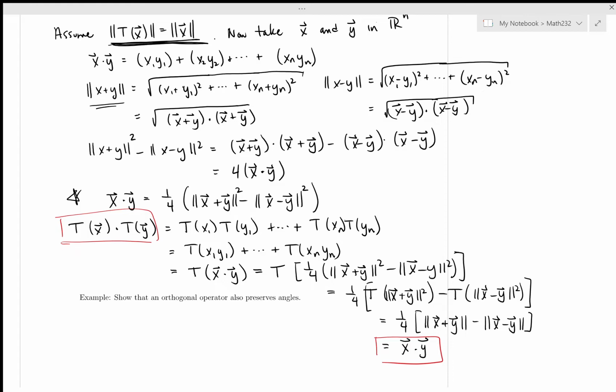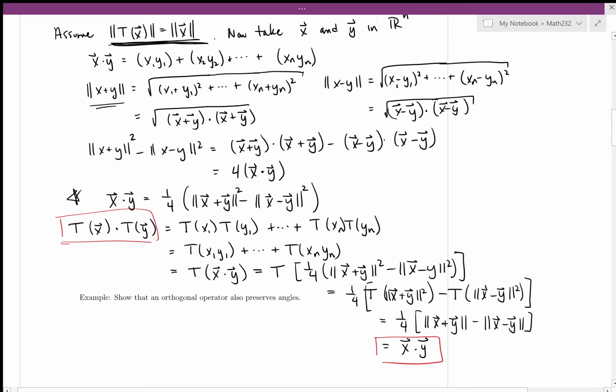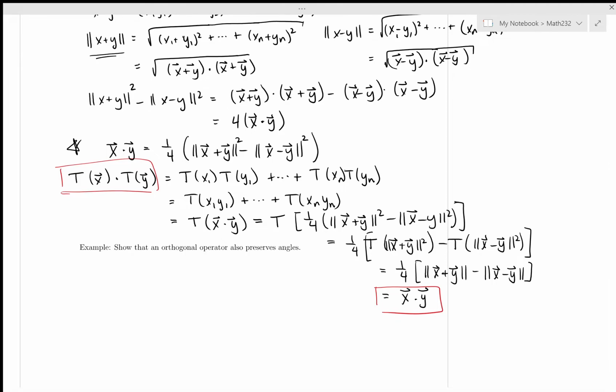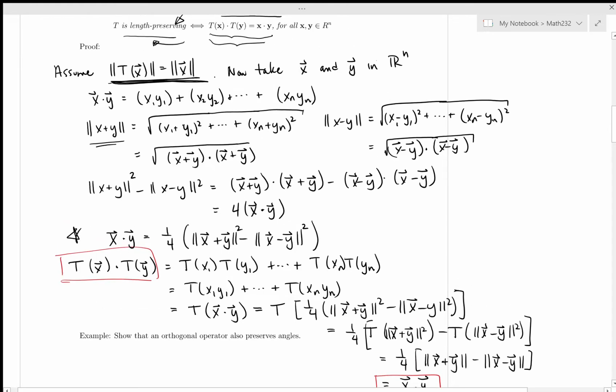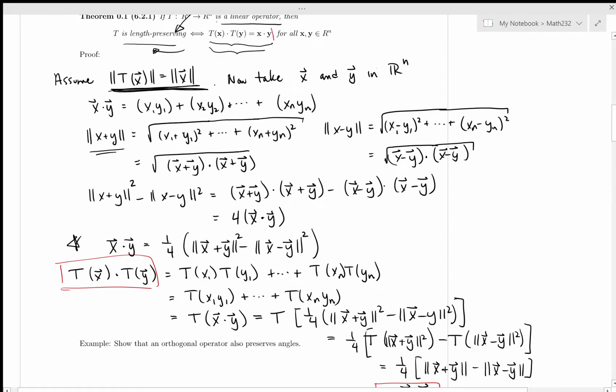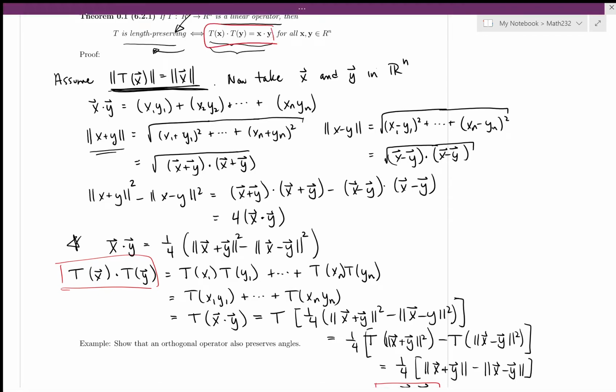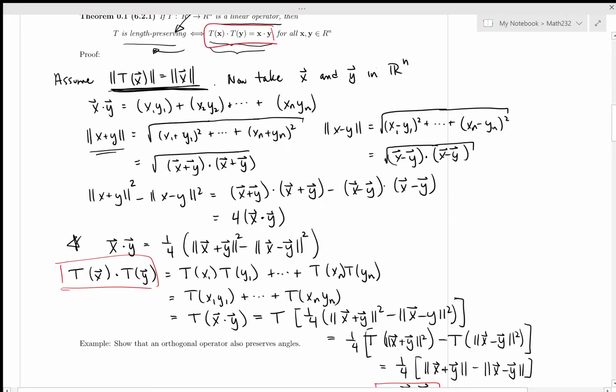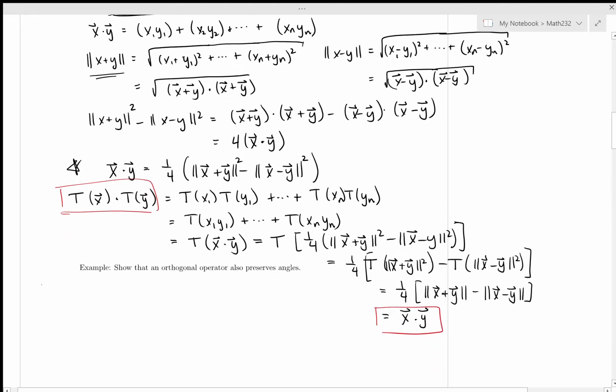Okay, now we're going to go the other way. I've used up a bit too much of the space here, so let me move this down a little bit, and I'll do it here. So now we're going to go the other way. We'll do this example afterwards. We're going to assume that it's dot product preserving. So we're going to assume the second piece here, which we just showed, and go the other way. So we assume this guy here.